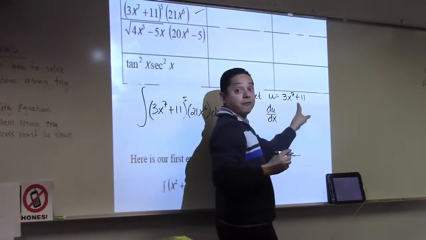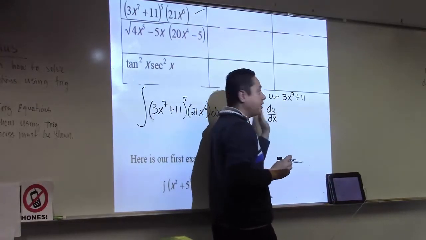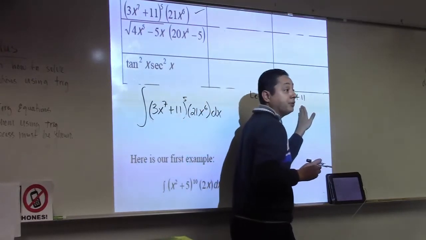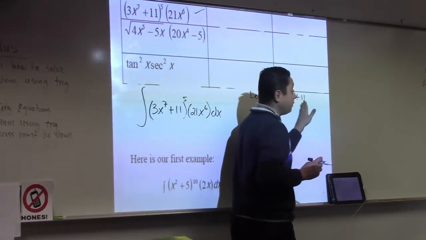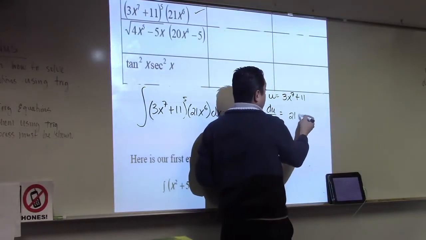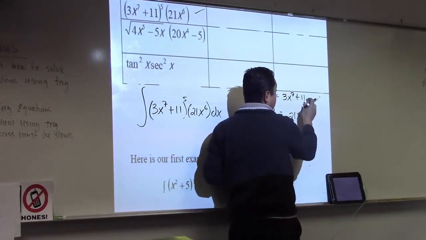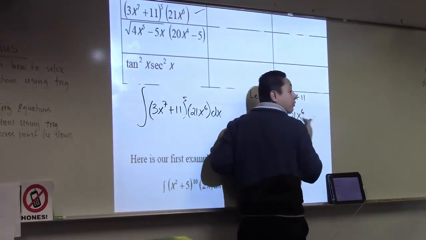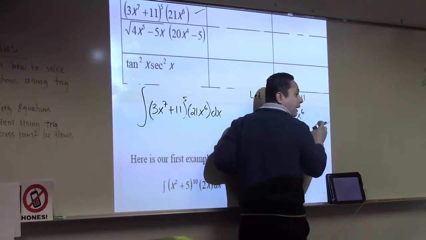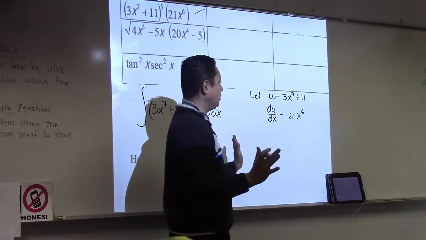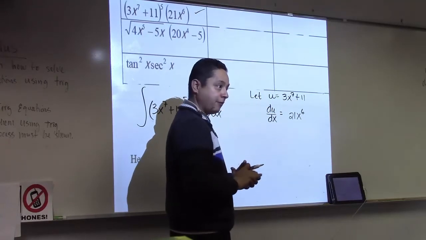The derivative of this with respect to x: if I take the derivative with respect to x on the left side, I have to take the derivative with respect to x on the right side. So the derivative with respect to x on the right side is just going to be 21x to the 6. The derivative of 11 is just 0, and the derivative of this whole thing with respect to x will be a dx over a dx, but that's just really a 1, so we leave it alone. So far so good?